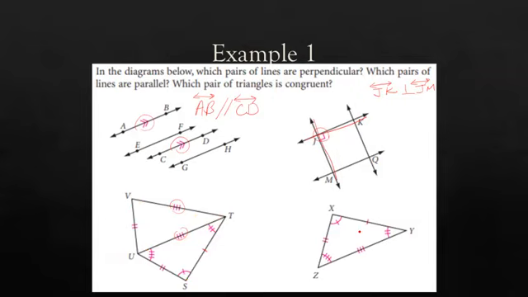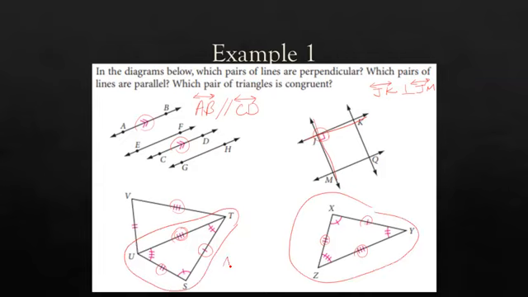Let's keep looking. Over here, we have a marking of 1, 2, and 3. Which other triangle has a marking of 1, 2, and 3? TSU has a marking of 1, 2, and 3. So 1 here, 2 here, and 3. So their sides are congruent. Let's double check the angles. Between 1 and 2 is an angle with a 1 marking. And then the next one is 3. This one is 3 and this one is 2. So this triangle is congruent to this triangle.